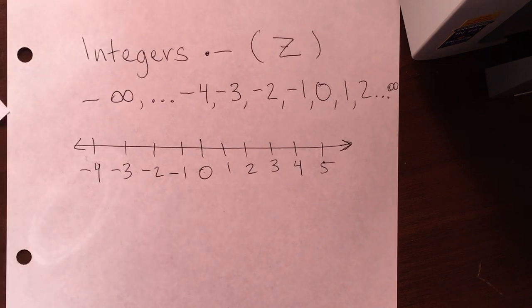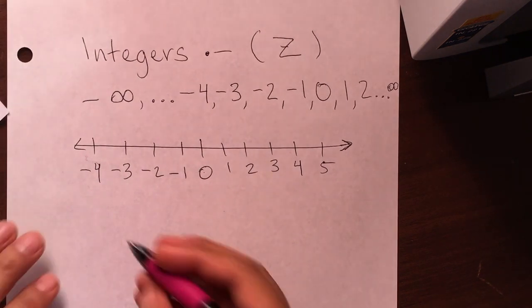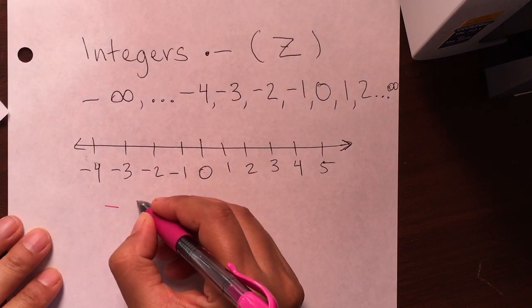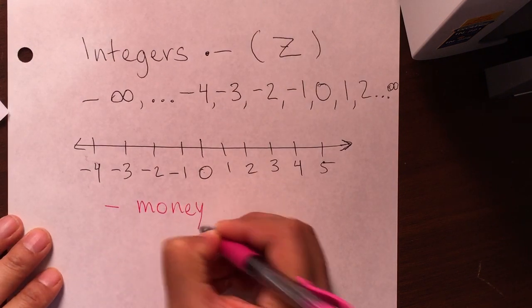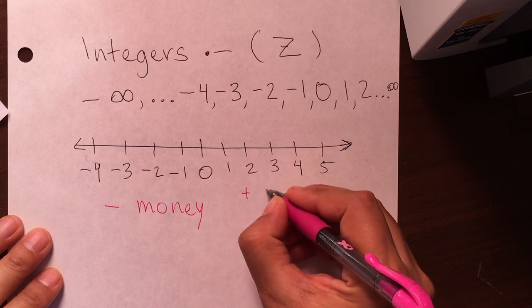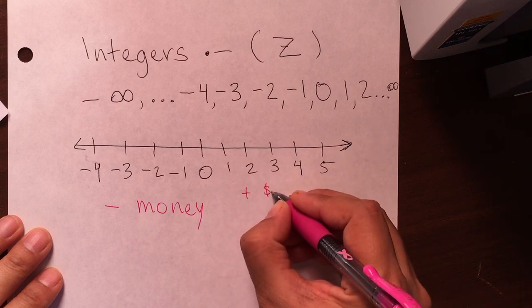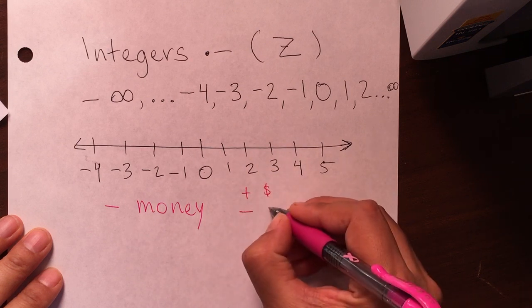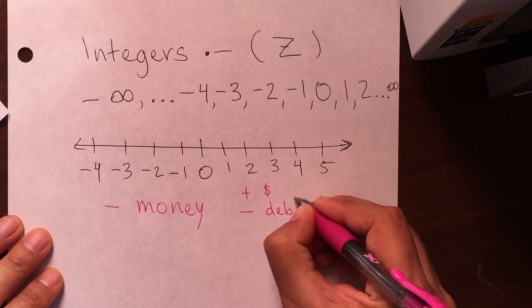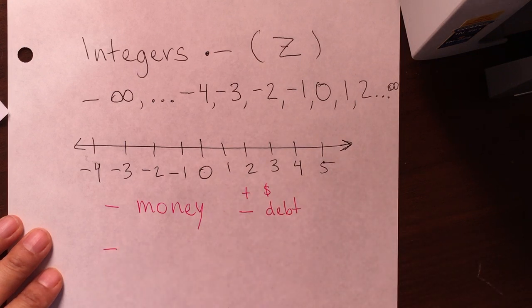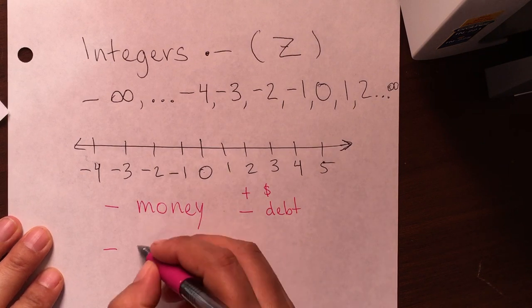Where do we use integers? We use integers when we're talking about money, for example. The positive is money you have, and the negative is debt, okay? We also have temperature.